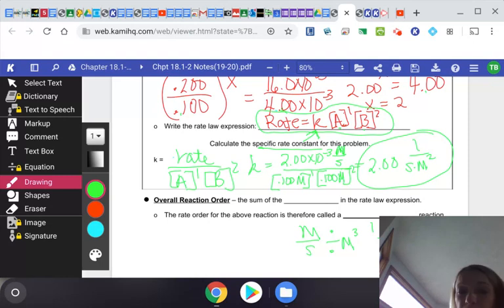The sum of the orders in the rate law expression is your overall reaction order. So really it's the sum of your exponents or your orders. In this problem here, it's an exponent of 1 and 2. So if you add those up, it would be a third order reaction overall.